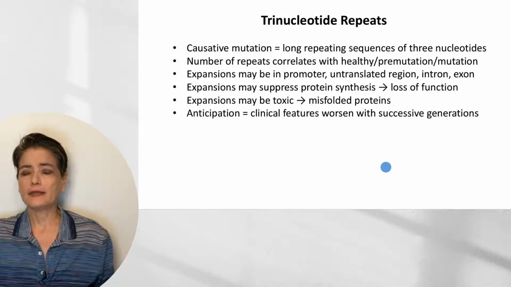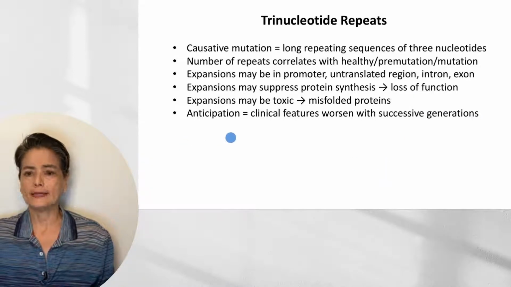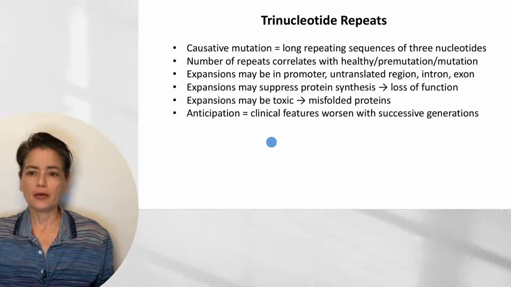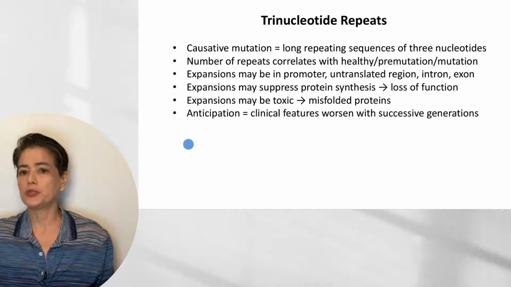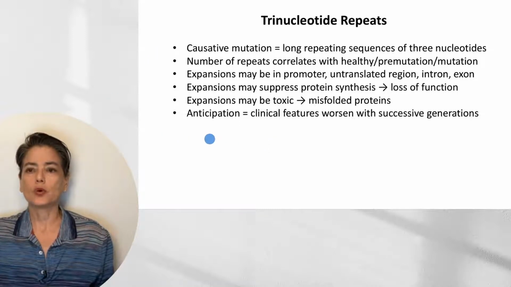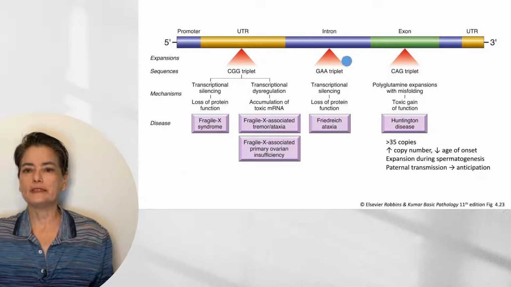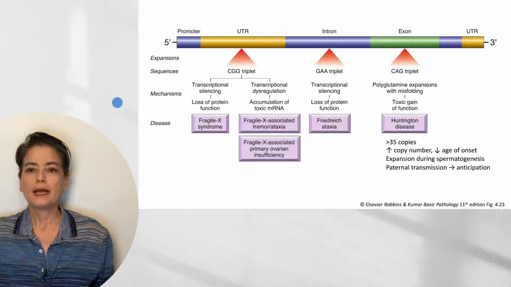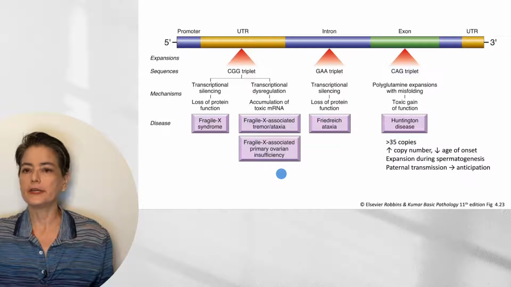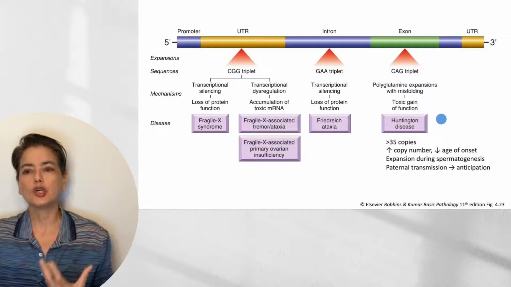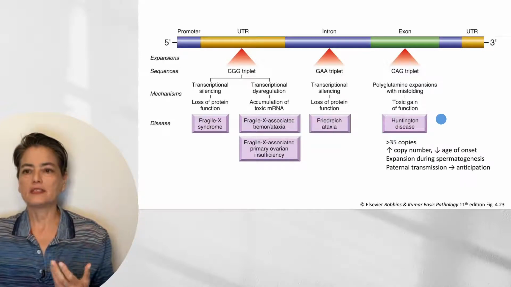Now, a classic finding in the trinucleotide repeat diseases is something called anticipation, which is that the clinical features worsen with successive generations. And this is because, again, we get expansion during oogenesis or spermatogenesis, which is going to correlate with health, premutation, and mutation. So let's take a look at a figure that just gives some examples of diseases and where these expansions occur. Now, I'm going to go into a significant amount of detail on the Fragile X syndromes here. We also have a very straightforward triplet repeat that I think is good to illustrate the disease process.